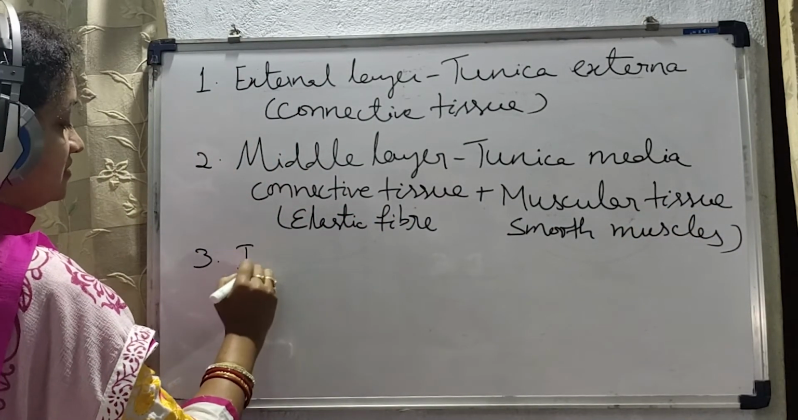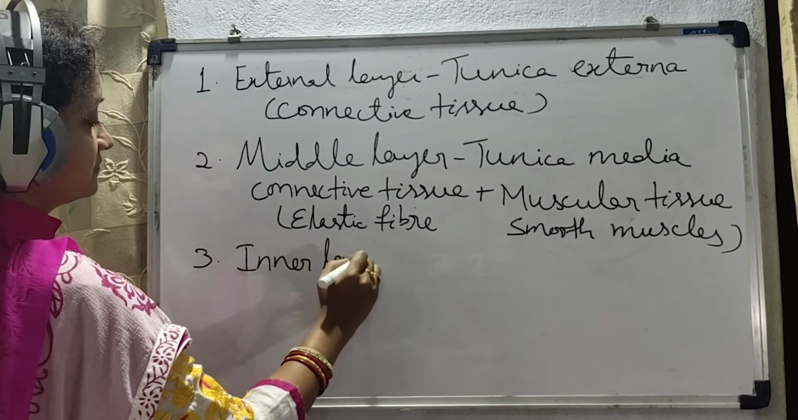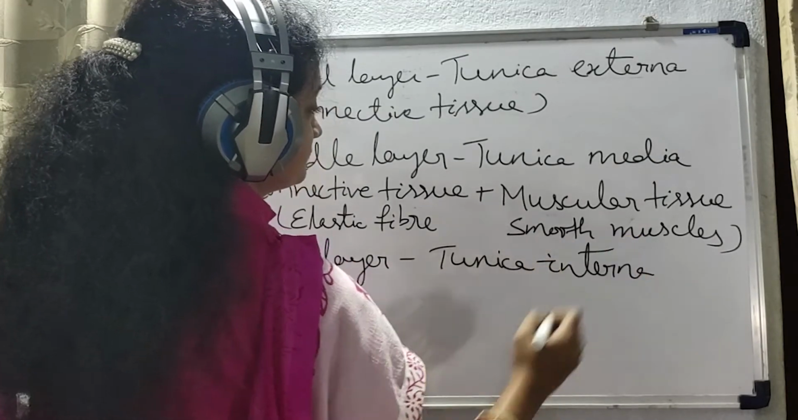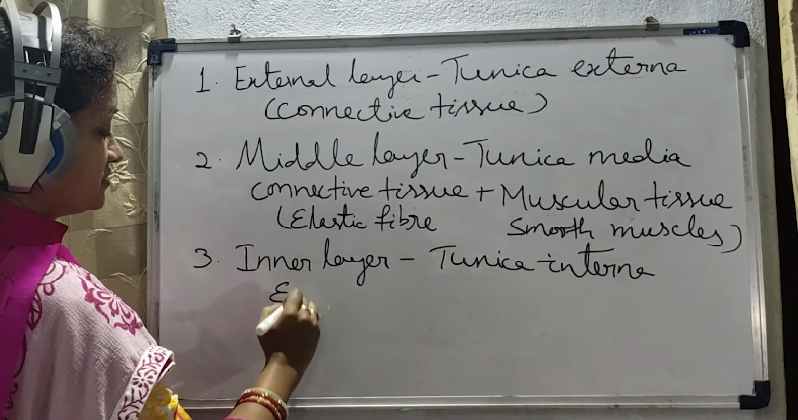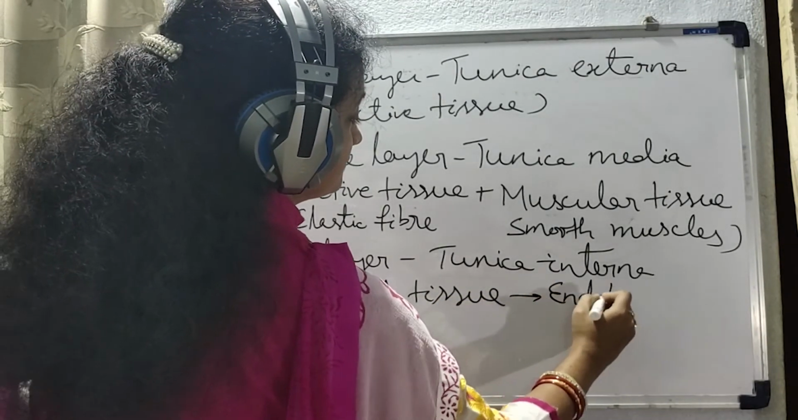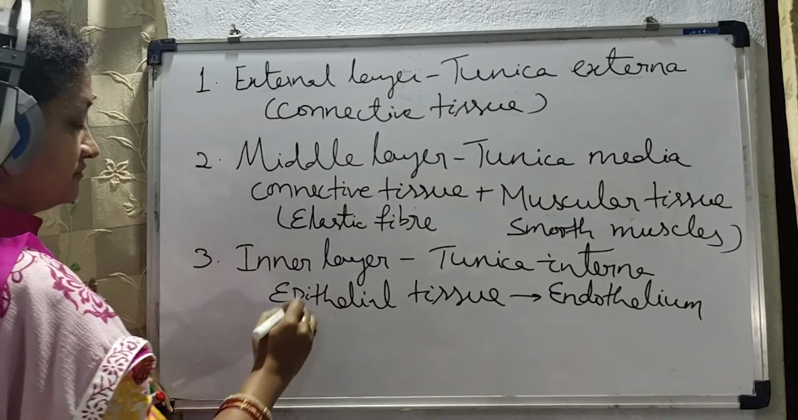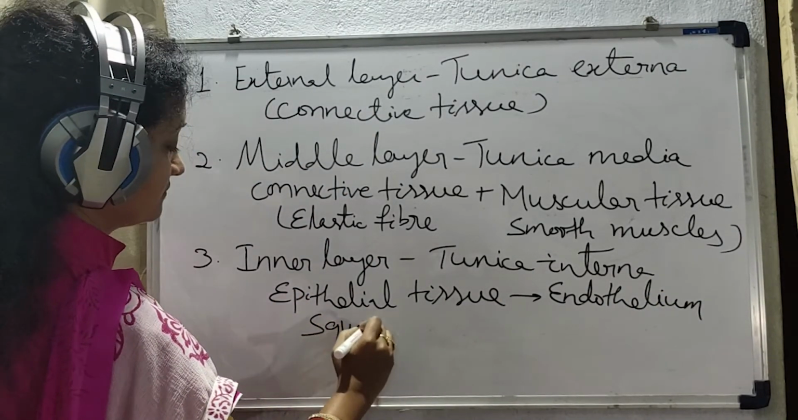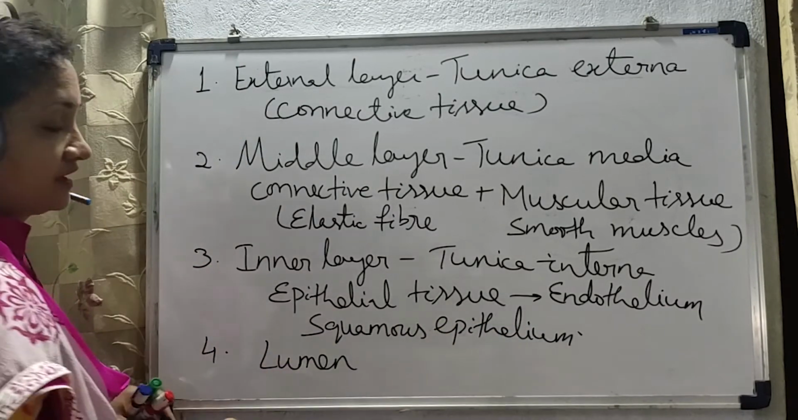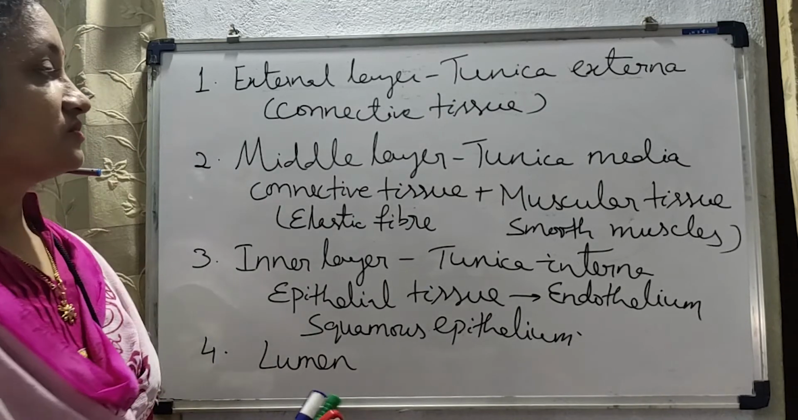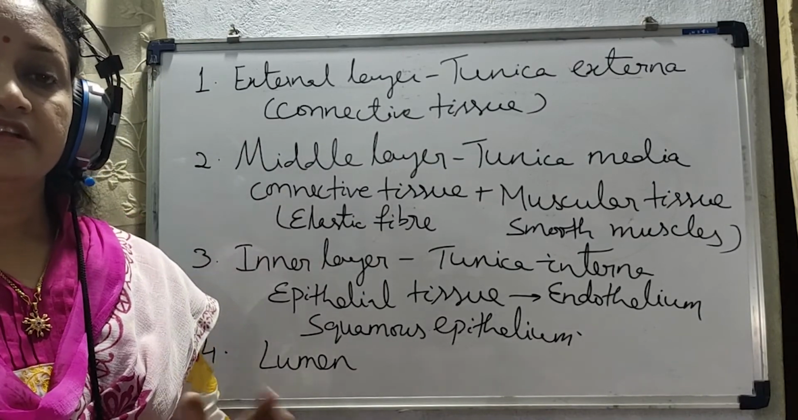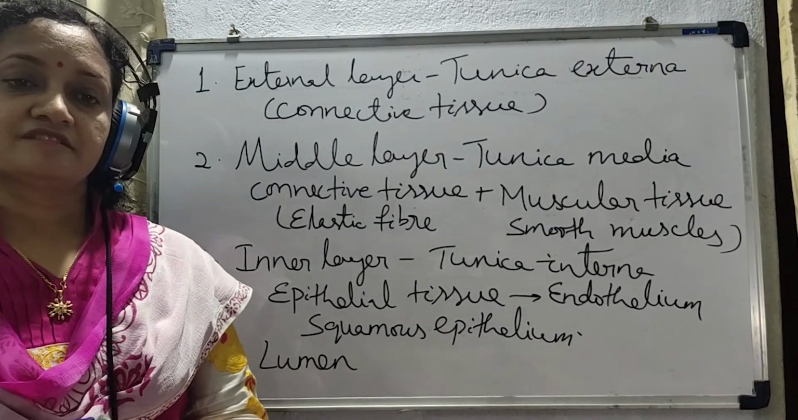Number 3 is the inner layer, called tunica interna. It is composed of epithelial tissue and it is known as endothelium, that is composed of squamous epithelium. Whereas number 4 is the lumen. Lumen means the cavity. So this is all about the types of tissues that are arranged in the layers and the inner cavity of the blood vessels.